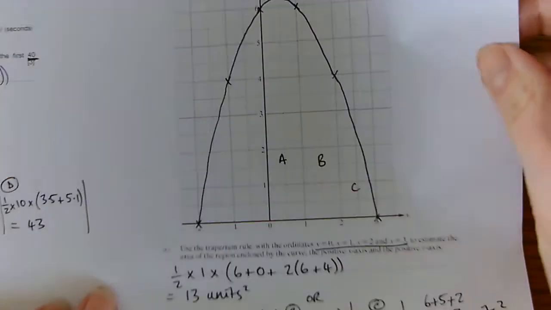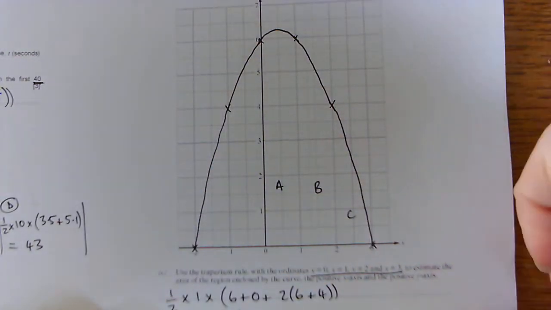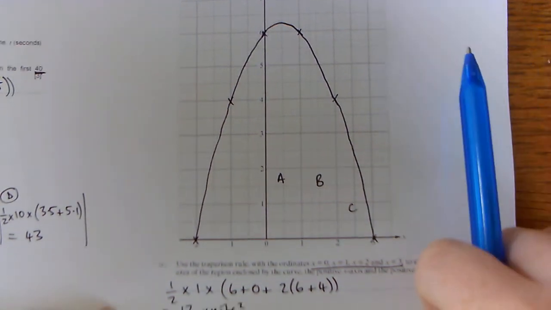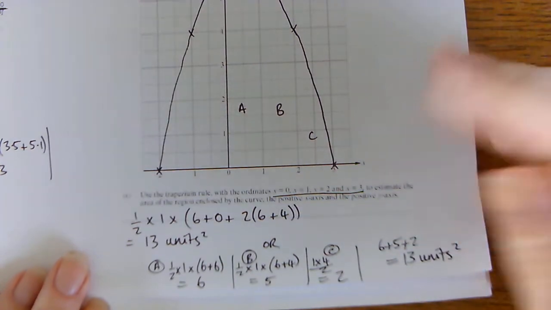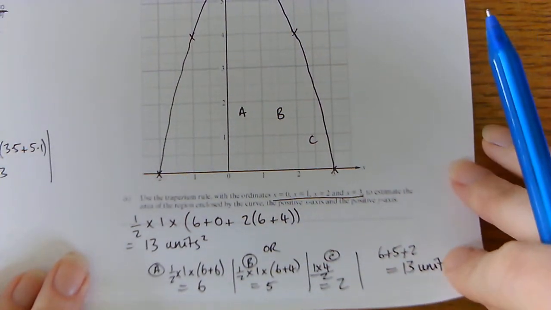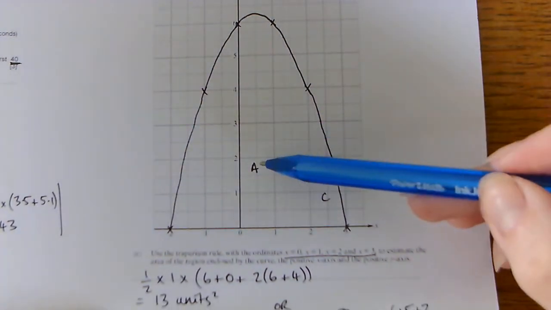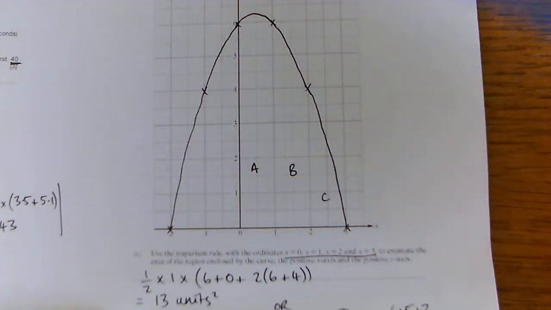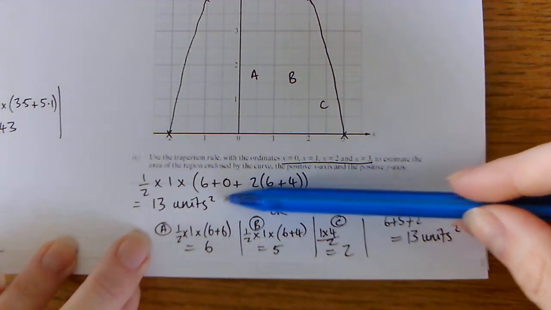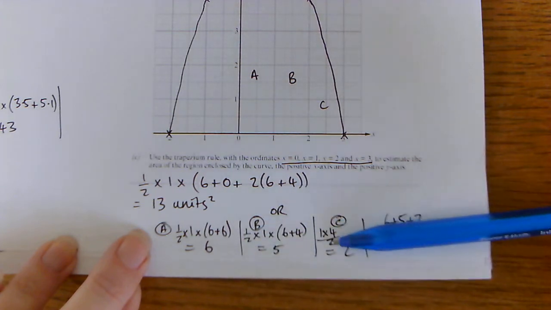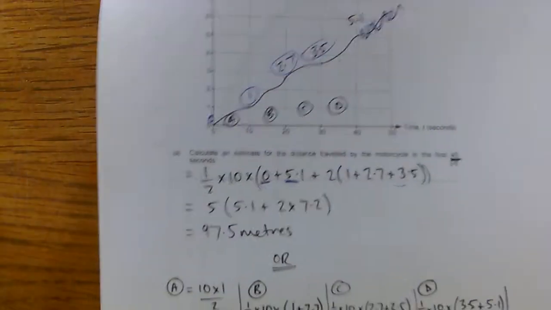I plotted those onto my graph and joined it with a curve. It's got an x squared in it, so we know that's going to generate a curve. And then it wanted me to do the trapezium rule just between 0 and 3. So again, if you're drawing this for a question, I wouldn't then scribble it out, but you can see here I've labelled A, B and C to show you the section that we're working through. So using the formula, that's 13 units square, that's how it looks, or doing it bit by bit, if you've done it that way, 13 units square.